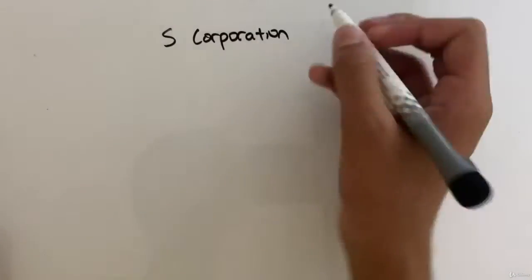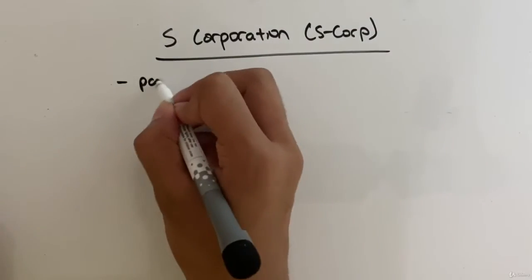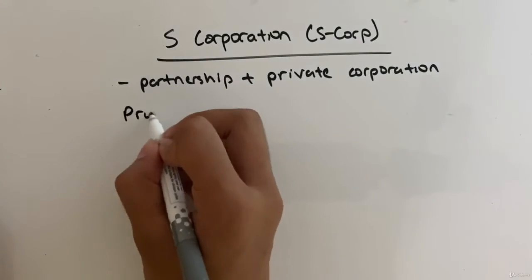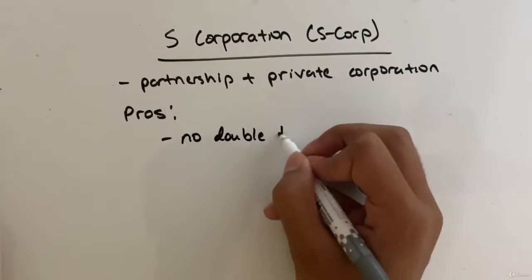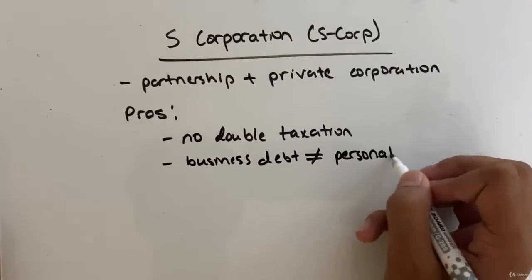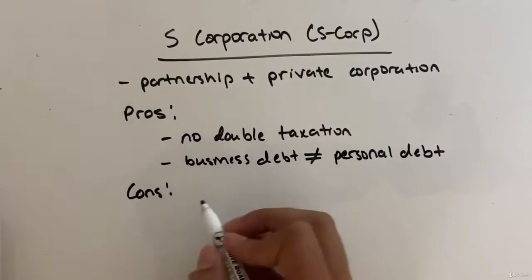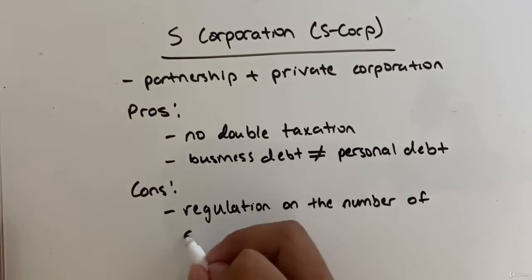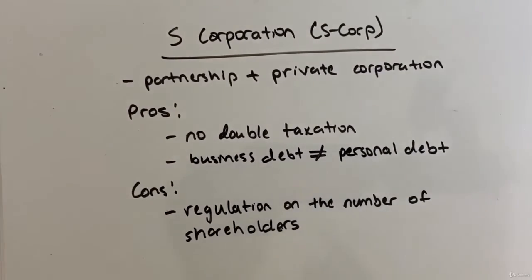Fourth, we have an S corporation, commonly called an S corp. An S corp is a combination of a private corporation and a partnership. Like a partnership, there is no double taxation, but like a private corporation, debts are limited to only the business instead of being accounted as a personal debt as well. A downside to this is that the number of shareholders is regulated.